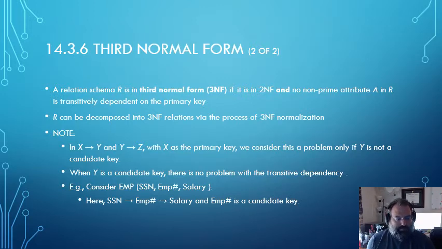Note, in X implies Y and Y implies Z, X is the primary key, and we consider this a problem only if Y is not a candidate key. When Y is a candidate key, there is no problem with the transitive dependency. For example, consider EMP with employee, social security number, employee number, salary. Here, social security number implies employee number implies salary, and employee number is a candidate key.